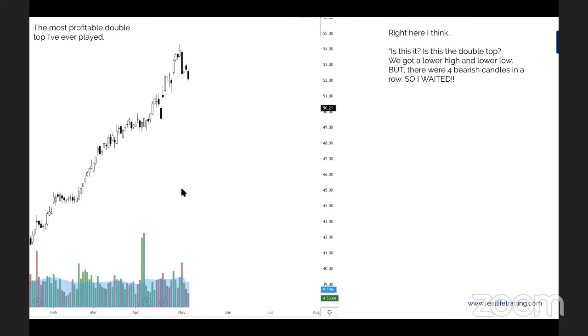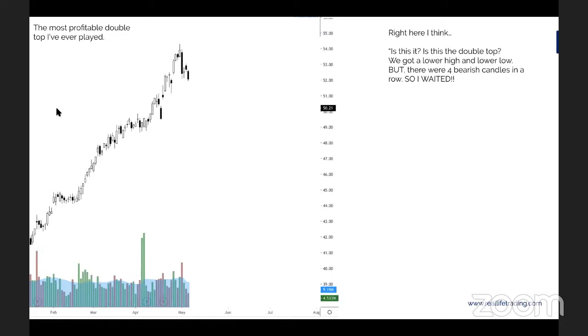3 or 4 days go by, and here, this is where I go, is this a neckline of a double top? Is this it? Is this all we're going to get? I mean, that is a close. That candle did close below a recent low. If we're calling this a neckline, we kind of closed right at it. Is this it? I was like, maybe. There's definitely a lower high. And there are about 4 relatively bearish candles in a row. So all I did, and this is what I do very well, is I did nothing. I simply said, let me give it one more day.